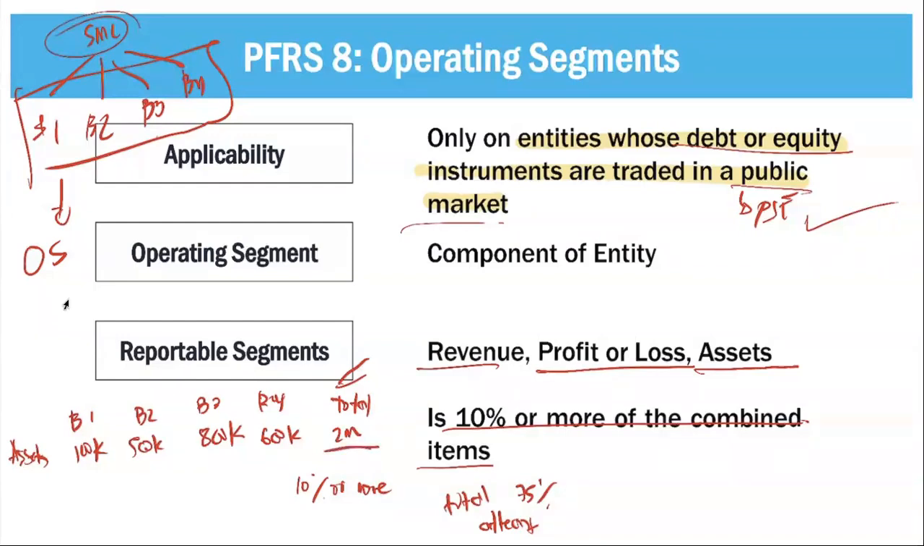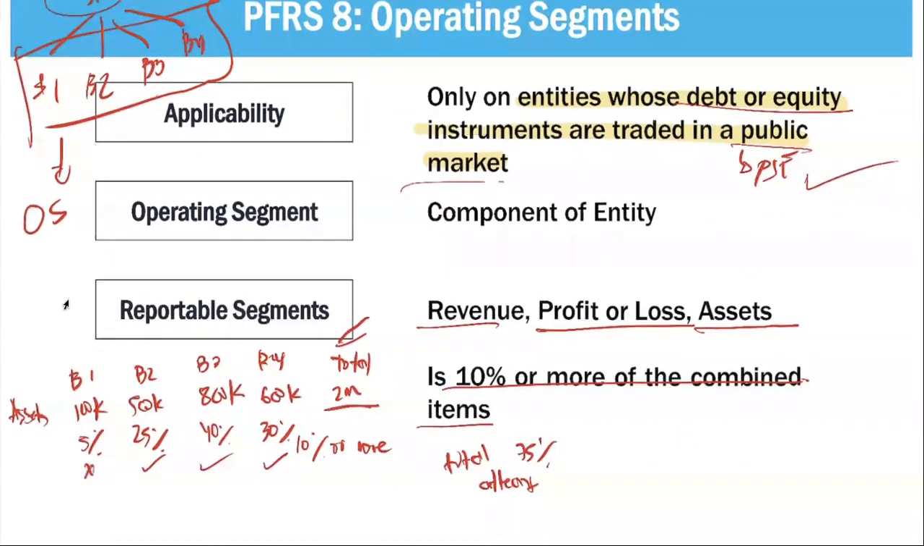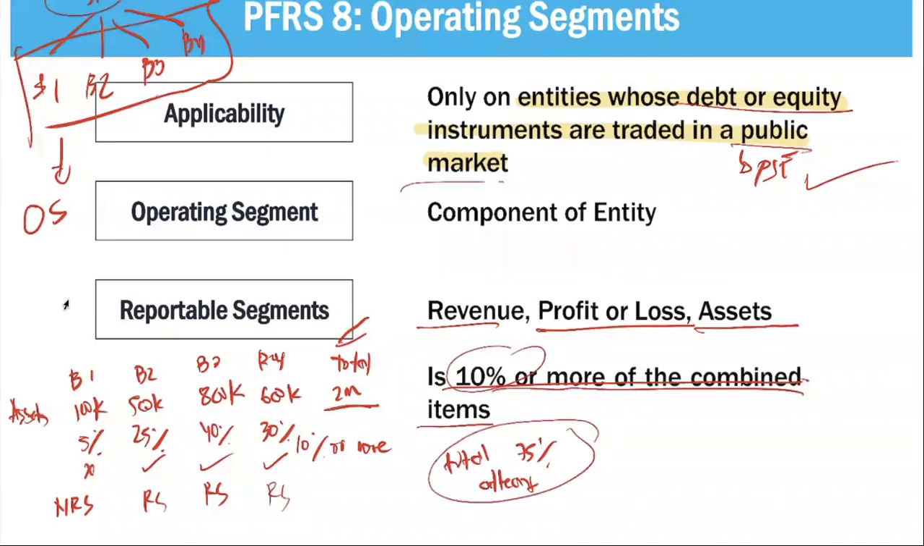100,000 over 2 million is only 5%. 500,000 over 2 million is considered 25%. 800,000, 40%, and this is 30%. This is 10% or more, 10% or more, 10% or more. This is not. So this is not a reportable segment, and the others are reportable segments. Why? Because they are 10% or more of the combined items. And the total must be at least 75%. 25 plus 40 plus 30 is 95%. You met that criteria. Okay.